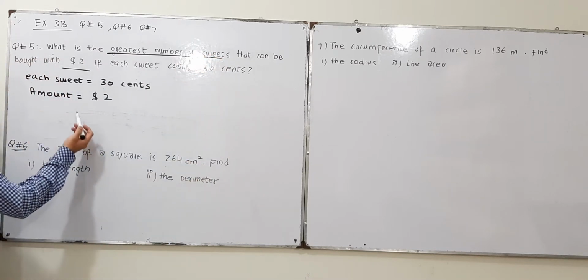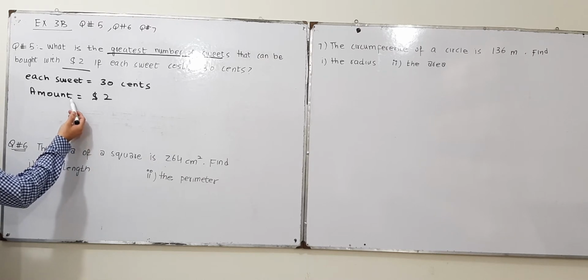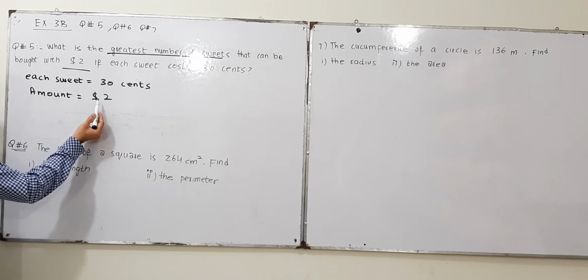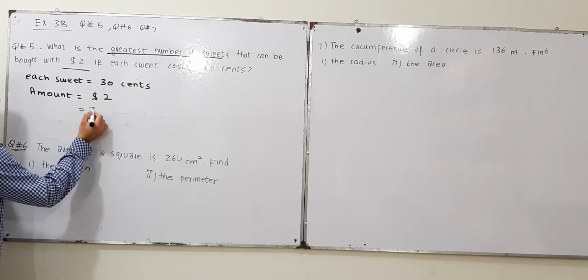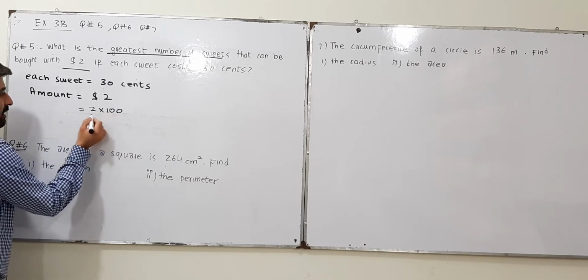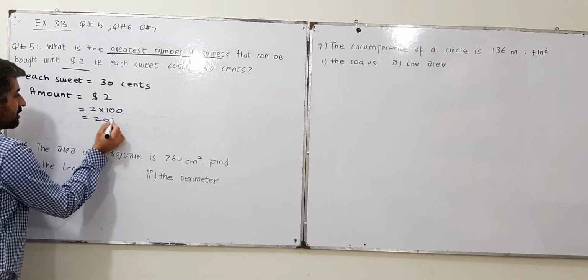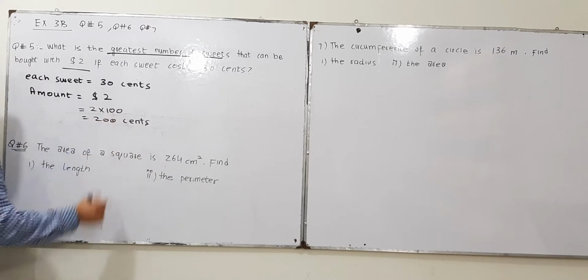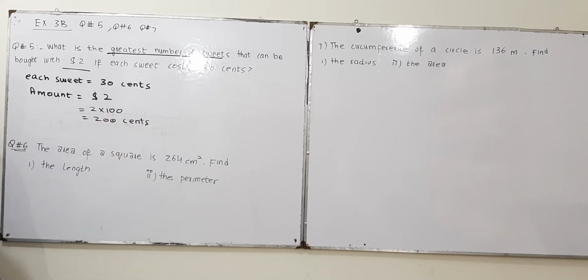So you need to divide your total amount by the cost of one sweet. First of all, convert $2 into cents by multiplying by 100. So you have got 200 cents. You can convert dollars into cents by multiplying by 100.